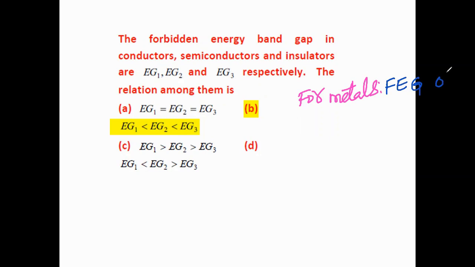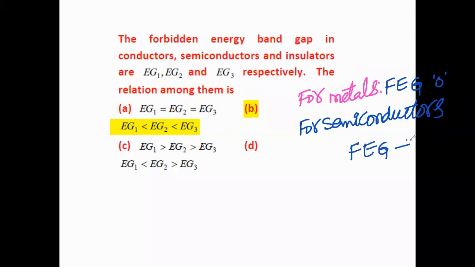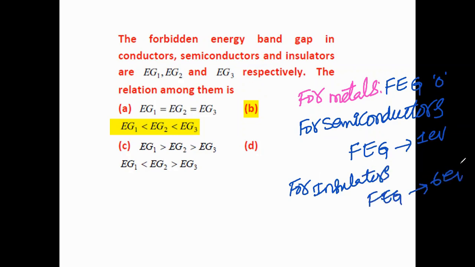For metals, forbidden energy gap is 0. For semiconductors, forbidden energy gap is about 1 electron volt. And for insulators, forbidden energy gap is about 6 electron volts.